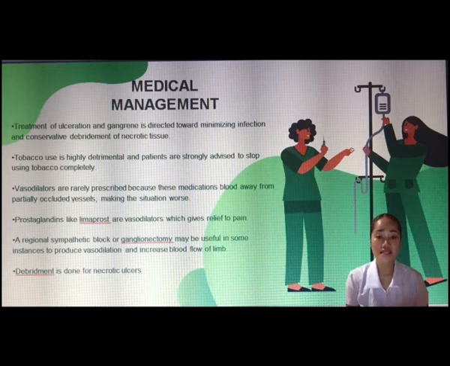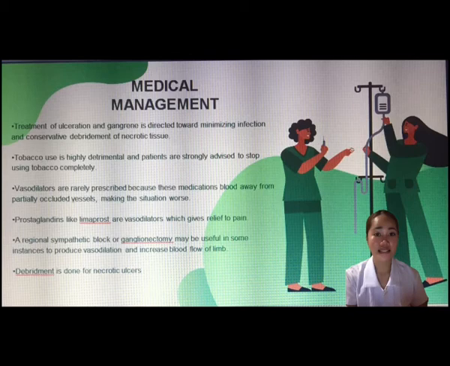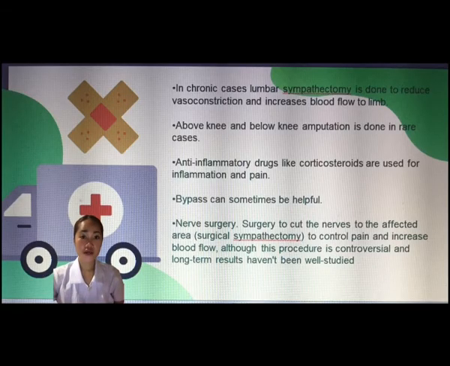The prostaglandins, such as limaprost, are vasodilators used to relieve pain in patients. A regional sympathetic block, such as a ganglionectomy, may be useful in some instances to produce vasodilation and increase blood flow to the tissue. Debridement is done for the necrotic ulcers. In chronic cases, lumbar sympathectomy is done to reduce vasoconstriction and increase the blood flow of the limb.